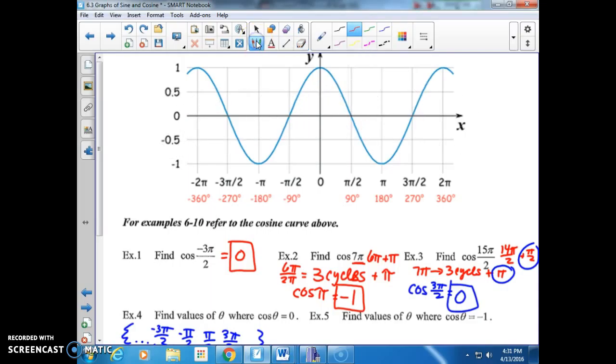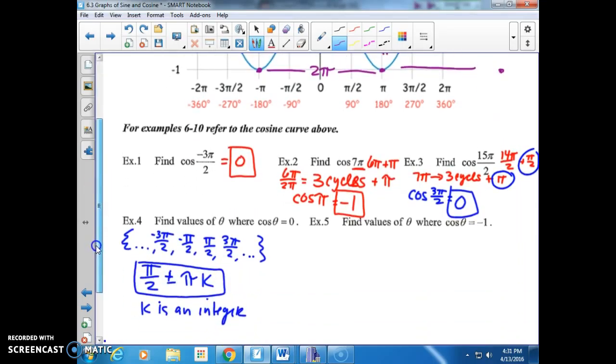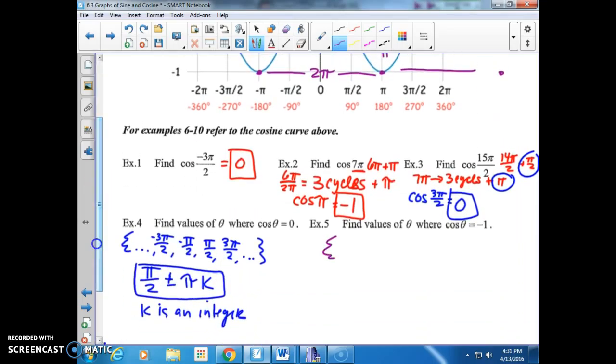-1 is here and -1 is here. If you look, the distance between these is 2 pi, and I'm starting at pi. So every 2 pi, I'm going to end up down here at -1. For the generic case, the only ones on my graph are at -pi and +pi.